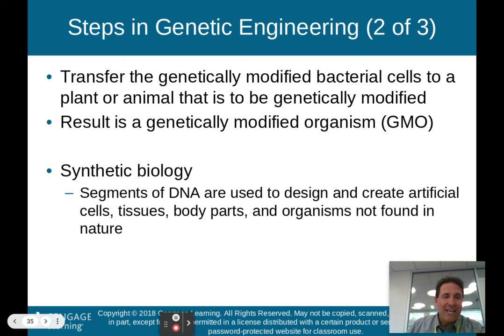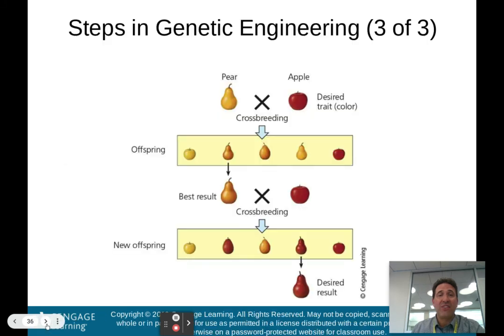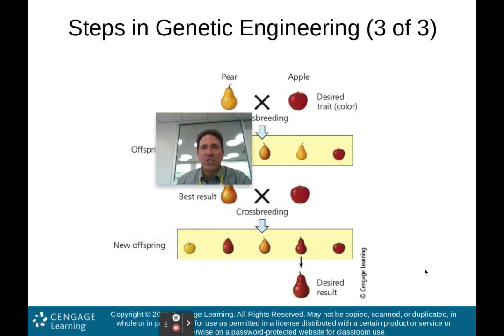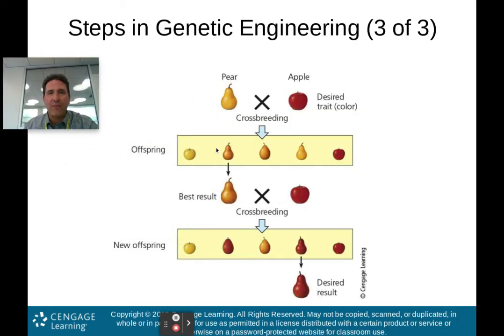Synthetic biology takes segments of DNA that are used to design and create artificial cells, tissue, body parts, and organisms not found in nature. So that is what synthetic biology is. So again, just kind of looking at the genetic engineering here. Here we have a pear and an apple. The desired trait of the color is red. So we do some crossbreeding, pear and apple, and we get now an offspring that has an apple that's red, but also some pears and apples that are kind of oranges.